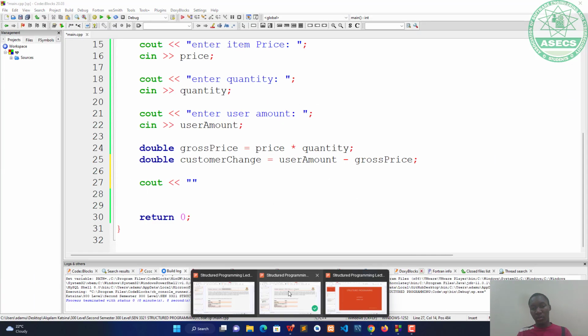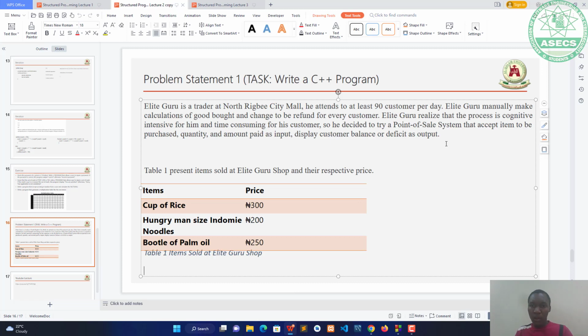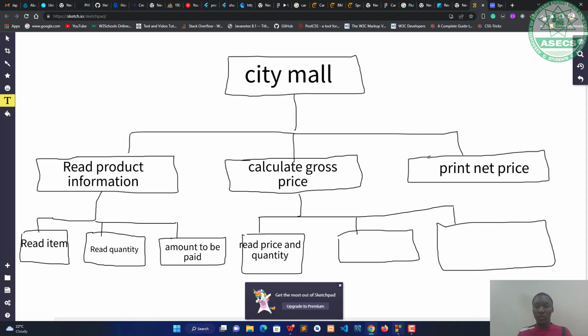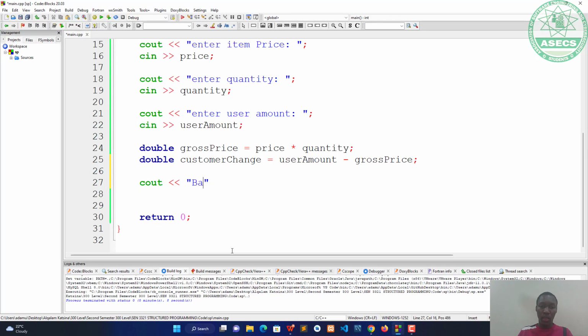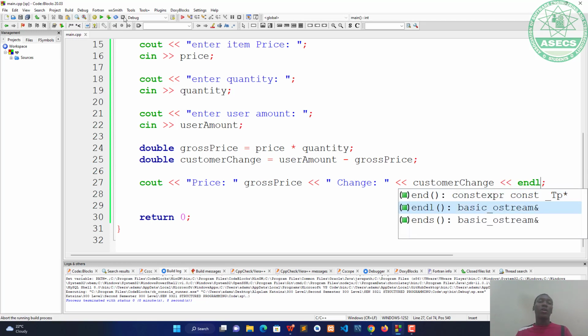let me just check the note. So you have to display customer balance or deficit as output. Sorry. You should just display the balance, right? It should be something like this. Gross price. Or total price now. I know, then we put customer change. Alright, now let me just try to run this.